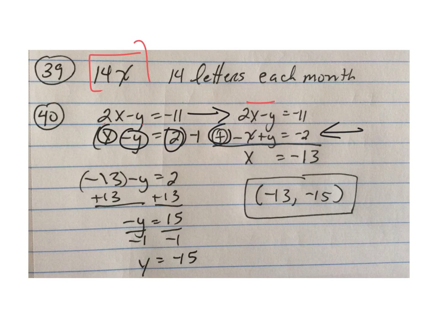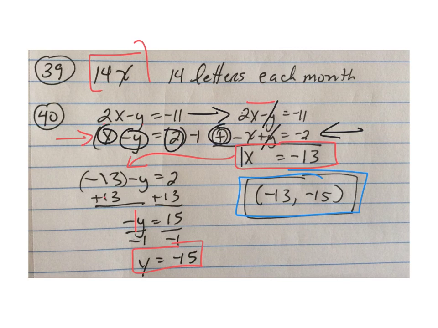I've simply added straight down. 2x minus x gives me 1x. The y's cancel out. And negative 11 plus a negative 2 is a negative 13. So there's x. I then plug in that x right here back into this equation. I add 13 to both sides, divide by negative 1 because I want to get rid of that negative 1 right there, and y is equal to negative 15, giving me an end result of a coordinate point of negative 13, negative 15.